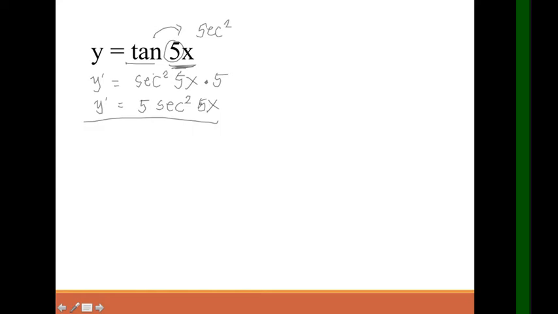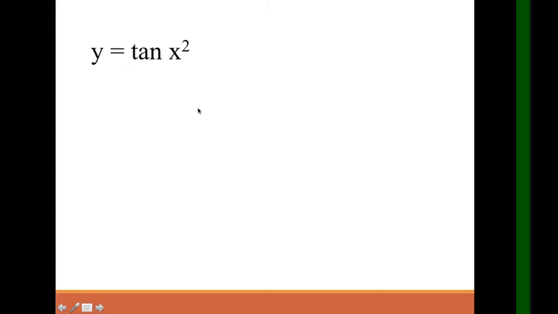Clear? Now, let's have more examples. I prepared, I think, 5 examples for this topic. So, for this one, we have tangent x squared. Okay, so it's a little difficult, pero okay lang siya. Medyo may konting tricky. So, let's try to do this one.